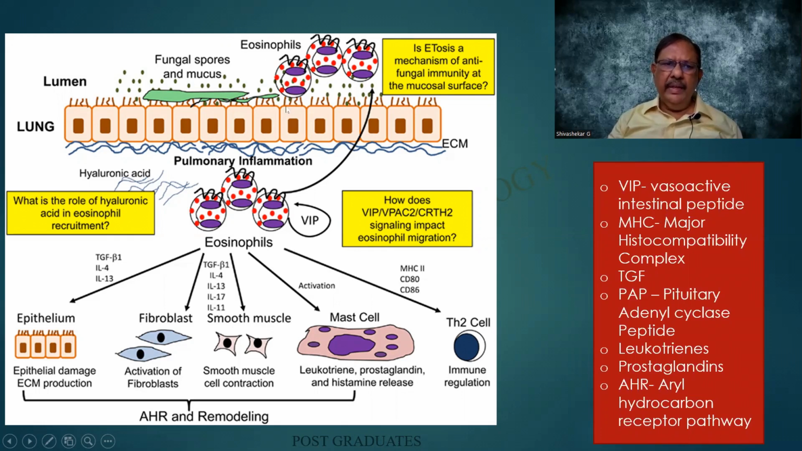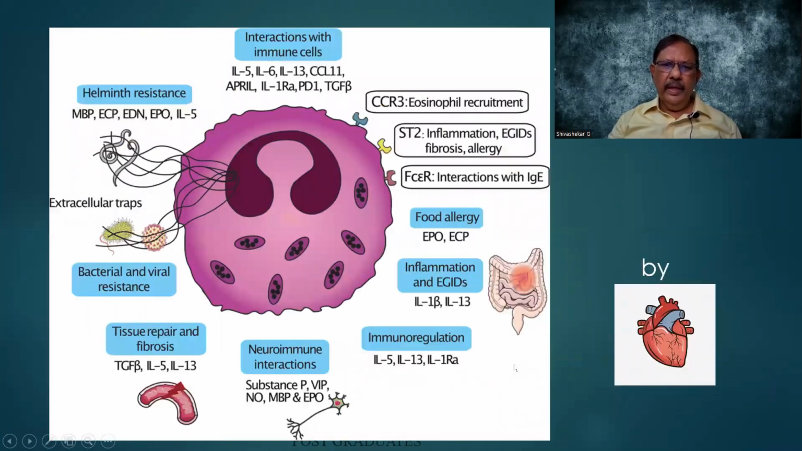They will be acting as a defense against the fungal spores and mucus. Also, you find that these mediators that have been compiled within the box are worth memorizing. I have taken out the most important things which we are familiar with. This particular list is worth its weight in gold. And this is yet another diagram which I want you people to memorize.